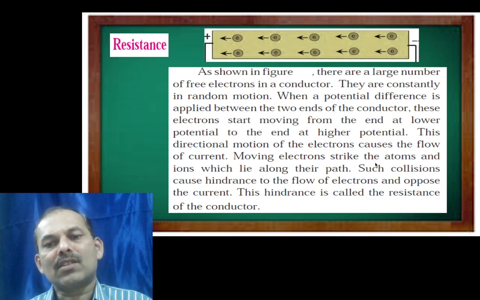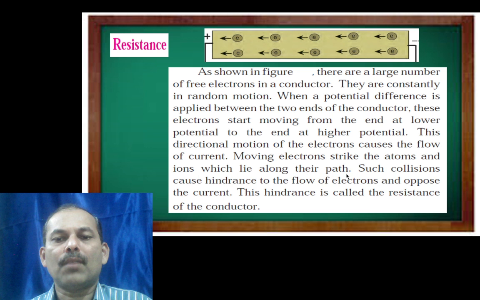Moving electrons strike the atoms and ions which lie along their path. Such collisions cause hindrance to the flow of electrons and oppose the current. This hindrance is called the resistance of the conductor.